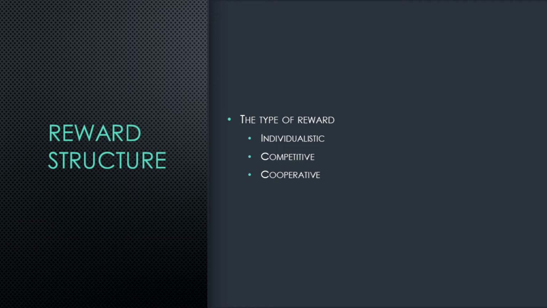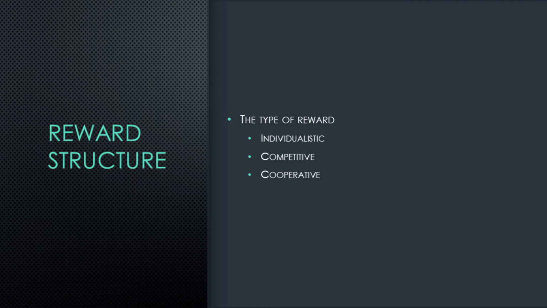Reward structures are also broken into the same three types. Individualistic reward structures exist when a reward can be achieved independently from what anyone else does. Think about when you get an A on a big assignment. You did the work and you got the grade, and the grade you earned was independent of the grades earned by others.